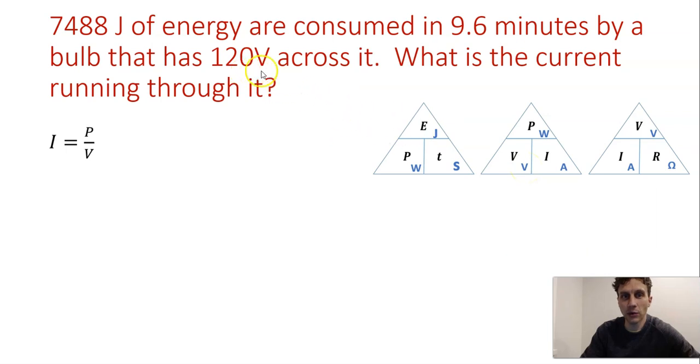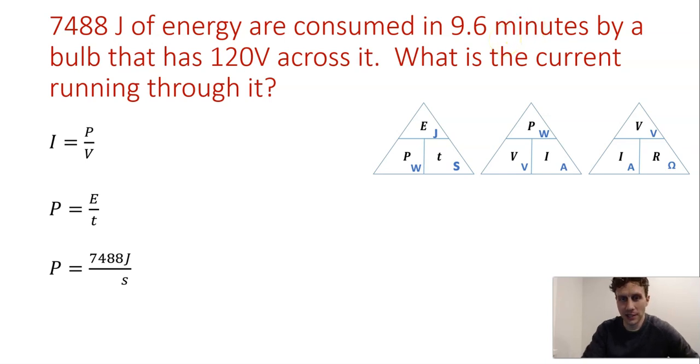And again, we have the volts. We do not have the number of watts, but we have another formula. Energy divided by time will give us the watts. So power equals energy over time. Energy is measured in joules. Time is measured in seconds. Wait a minute, hang on. We've got the number of joules, but we don't have the number of seconds. We've got 9.6 minutes. What is this teacher trying to do to us?